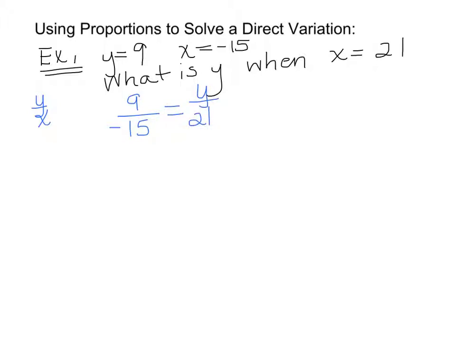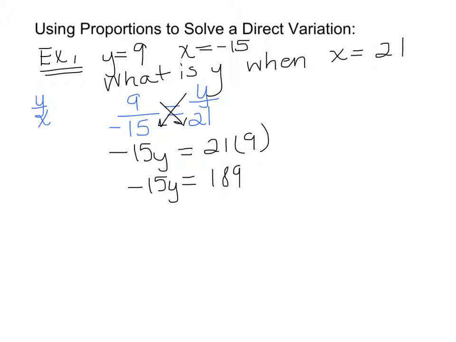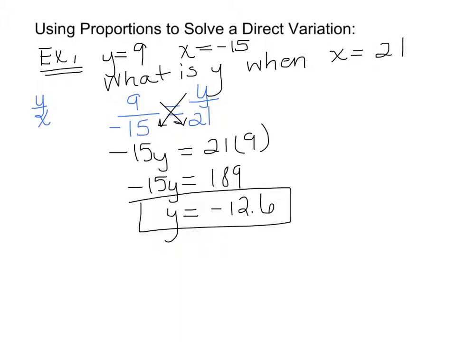And then you would use what we call cross multiplying. So you're going to get negative 15y is equal to whatever 21 times 9 is. So that's negative 15y equals 189, and if you divide by negative 15, y equals negative 12.6. So that's an example of using proportions. Now you try this one.